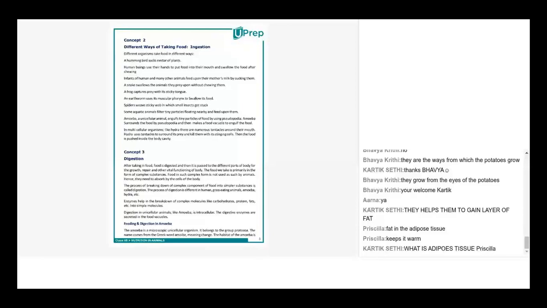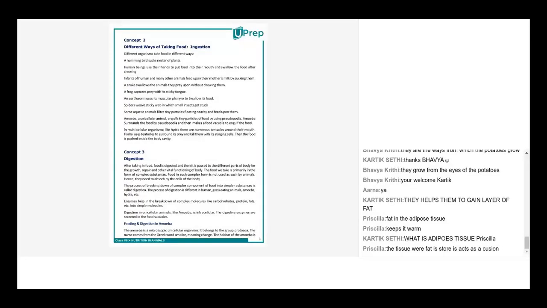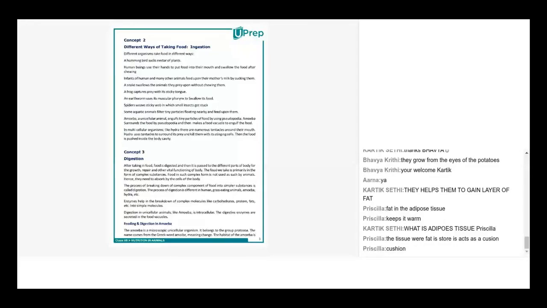Yes, adipose tissue is basically the fat deposit just below our skin. That is called adipose tissue, Karthik. Yeah, it acts as a cushion. Okay, ma'am. When we get hurt, when we fall down, it's not that bad because the fat acts as a cushion to our body and it protects us.